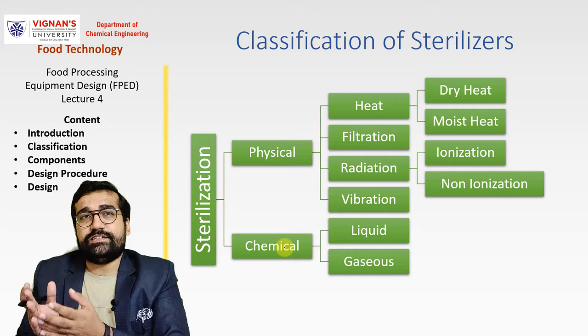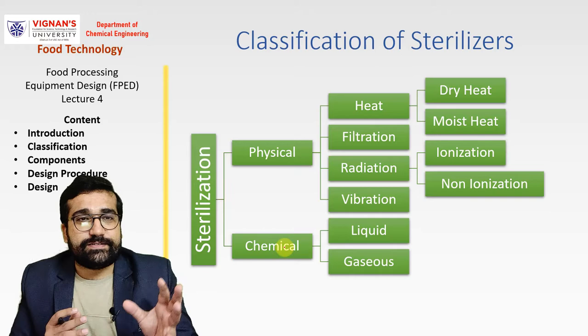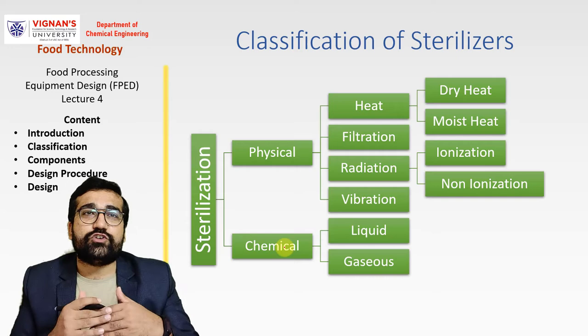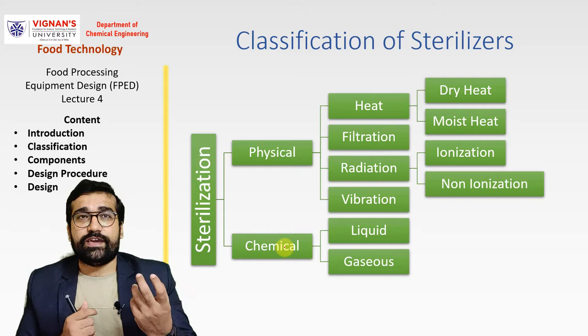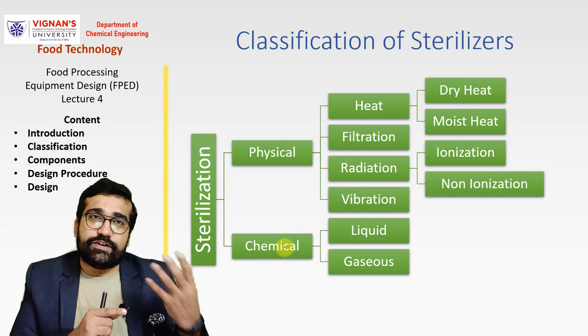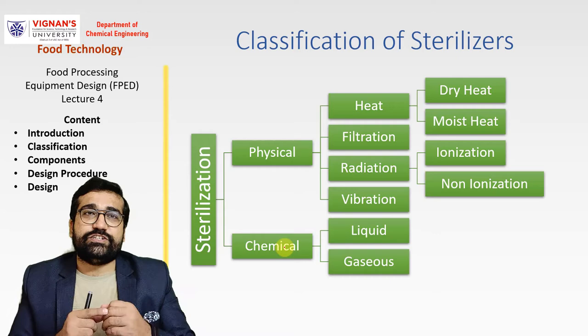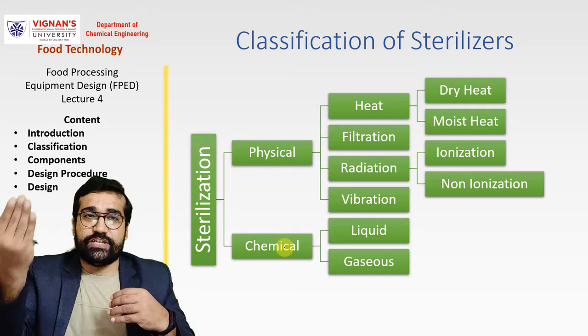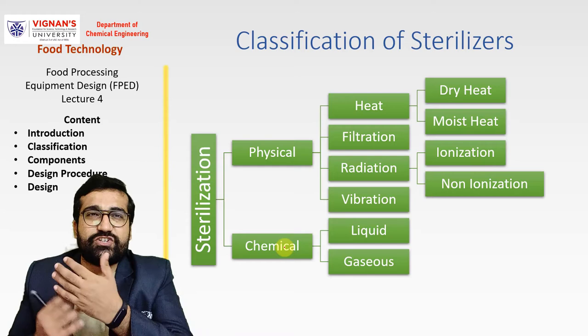The next type is filtration. Filtration type sterilizers we generally use in homes, like reverse osmosis water purifiers, in which we use membranes to filter the microbes. So reverse osmosis is an example. Ultrafiltration and microfiltration are some other examples, but in reverse osmosis we achieve sterilization, whereas with ultrafiltration or microfiltration, we can only achieve pasteurization.